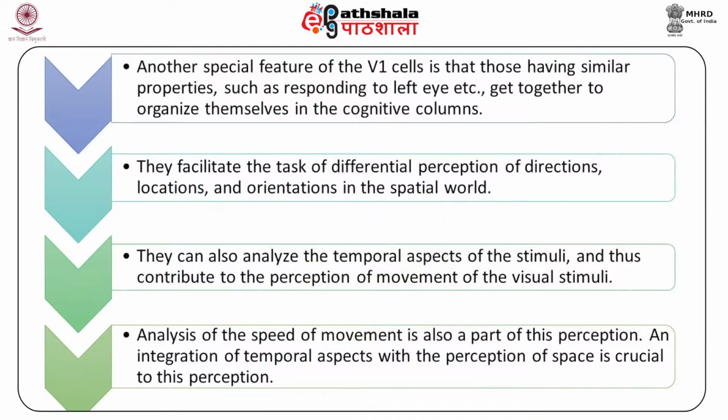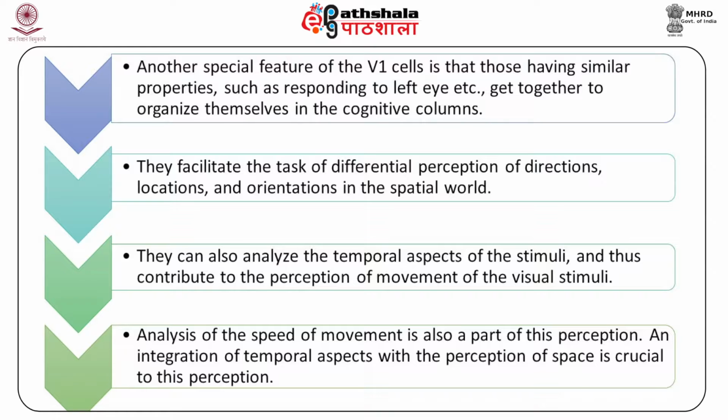Such dominance is maintained at the level of individual neurons in the primary occipital cortex. Another special feature of the V1 cells is that those having similar properties, such as responding to the left eye, etc., get together to organize themselves in the cognitive columns. They facilitate the task of differential perception of directions, locations and orientations in the spatial world.